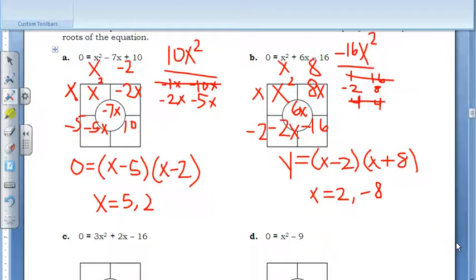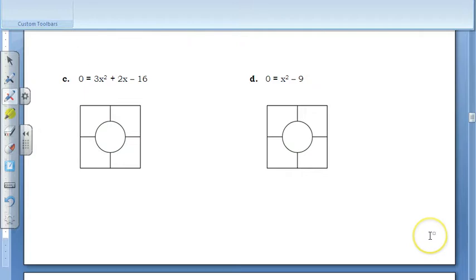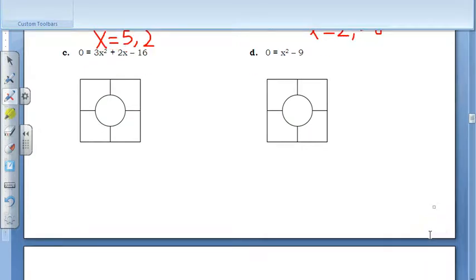I'm going to scroll down for the next one. Letter C, 3x squared, 2x minus 16. So we're used to taking this value up here, and that's what we're trying to multiply to make. But remember, it's not just the C term, it's the product of the A term and the C term. And it's only really important if you have a number in front of your x squared. So 3 times negative 16 is negative 48.